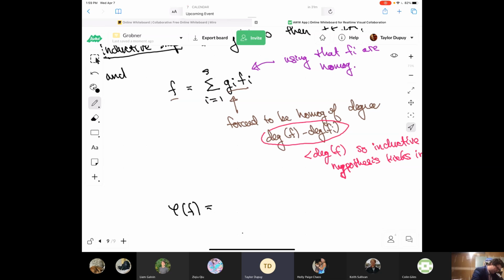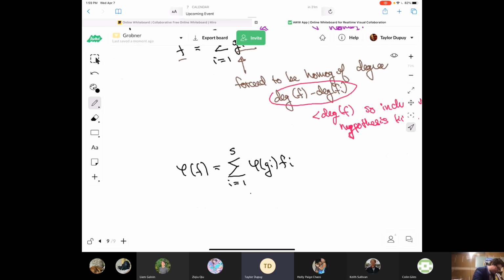And so this is a map of A^G modules. So that's what I was saying before. So we get the sum of phi of g_i times f_i. Okay. This thing here is equal to f. This part here is by invariance of f. So f is an element of A^G. It's a homogeneous element of A^G.